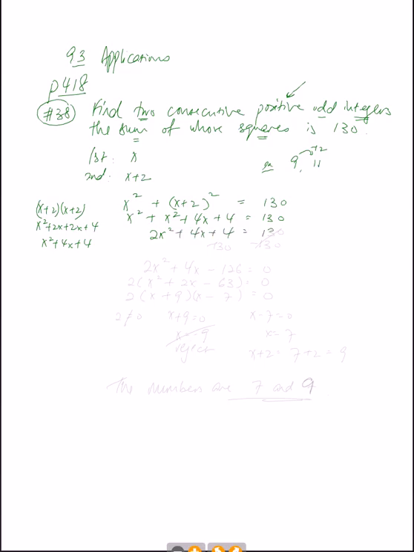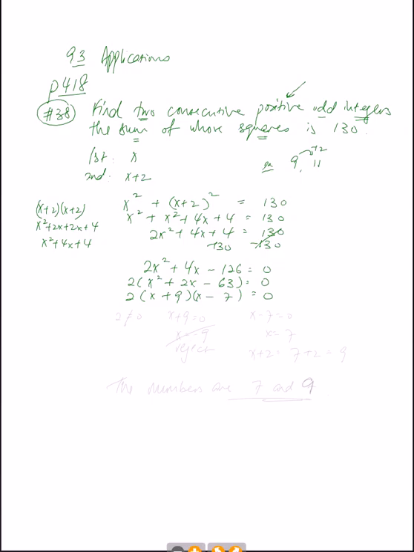Now this is a nonlinear equation, so I need to have a 0 on one side. So I'm going to subtract 130 on both sides. That gives me 2x squared plus 4x minus 126 is equal to 0. A very powerful tool in factoring is to take out the GCF. So you have x squared plus 2x minus 63. Let's factor this, and I'll have x and x. 9 and 7 makes it 63. I need positive 9 and negative 7.